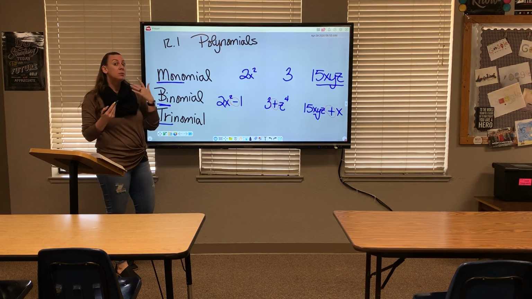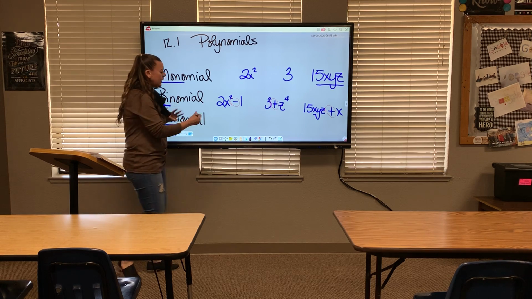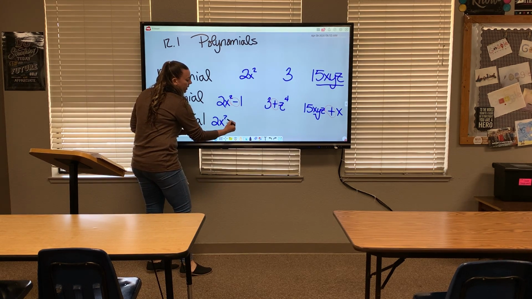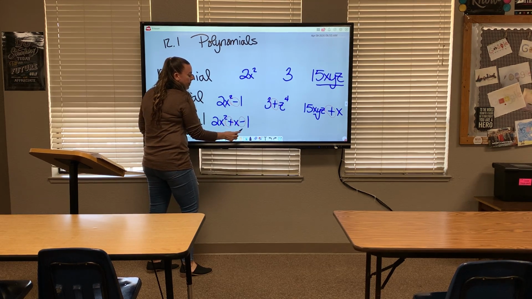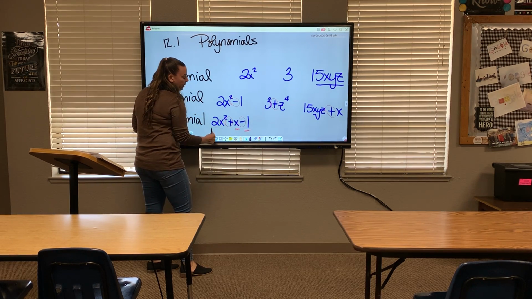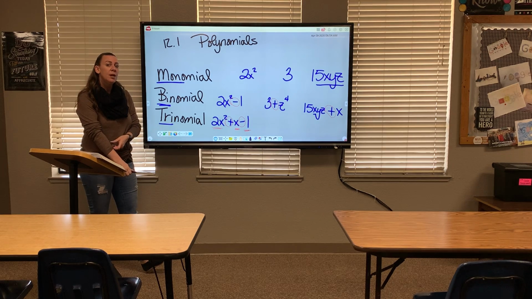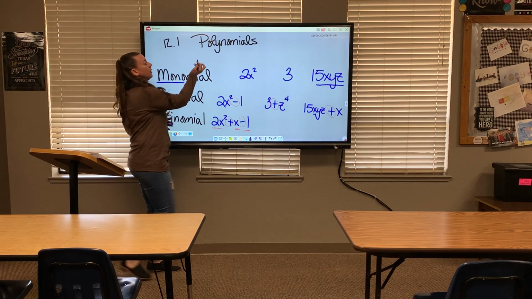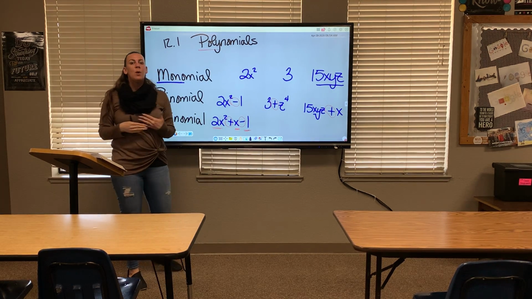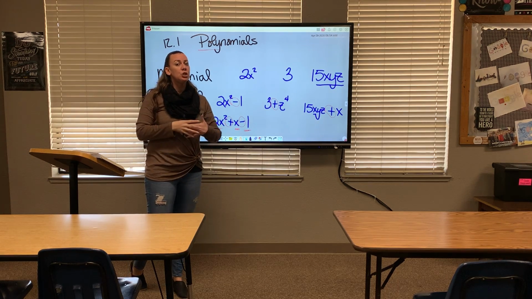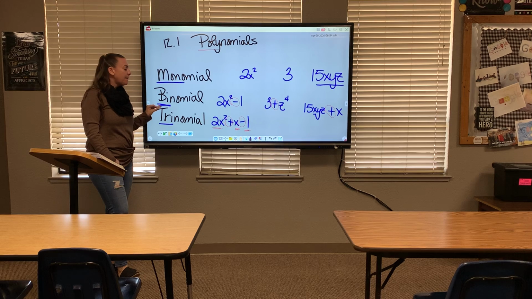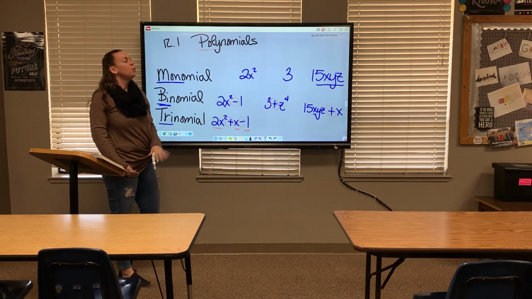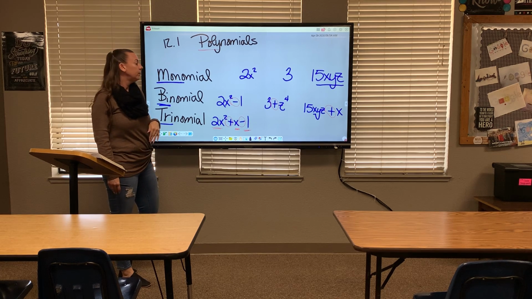Trinomial means 3. So in the same way, I could have 2x squared plus x minus 1. That is separated by plus and minus signs, so I have 1, 2, 3 terms. This is a trinomial. And then we use the word polynomial, poly, anytime you have more than that. So polynomials just mean multiple terms, but we actually have specific ones for monomials, binomials, trinomials. Anything beyond that, beyond 3 terms, we just call a standard polynomial, okay?